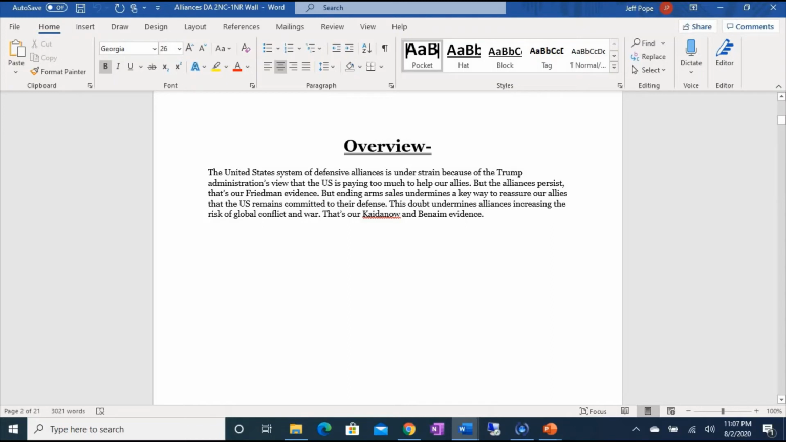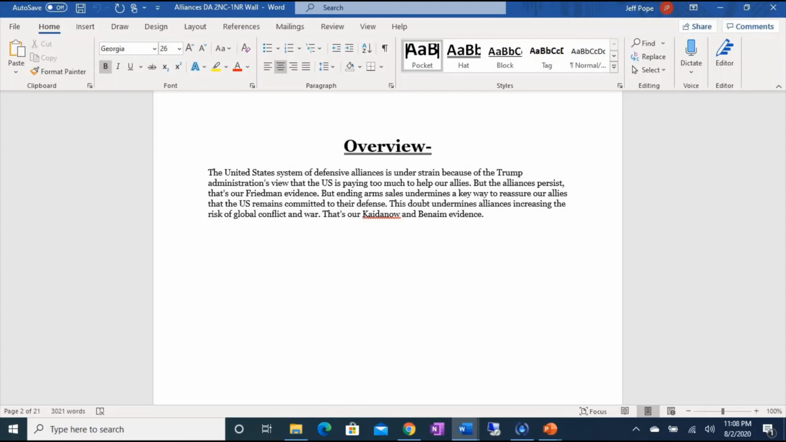All right. So if you remember back, we just talked about one of the things that you can utilize an overview for, and this is essentially walking the judge through the constituent parts of a disadvantage. It talks about the status quo, the uniqueness. It talks about the link argument, decreasing arms sales undermines our ally efforts. And then it talks about the impact arguments. And it cites the specific evidence that's in the first negative speech. So that's a good job of explaining the thesis of the argument.